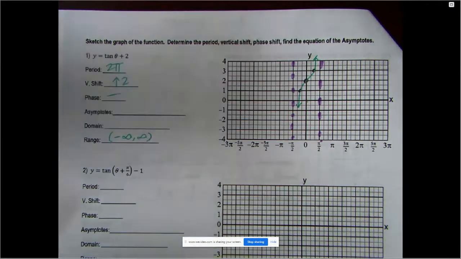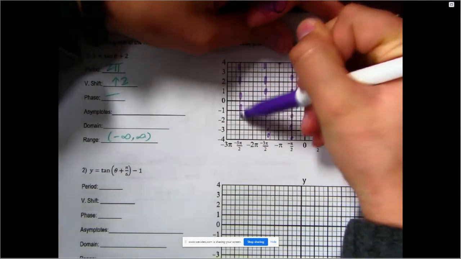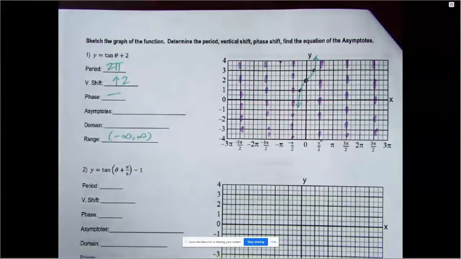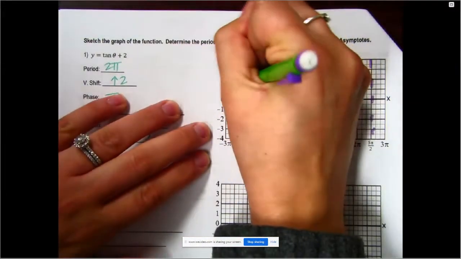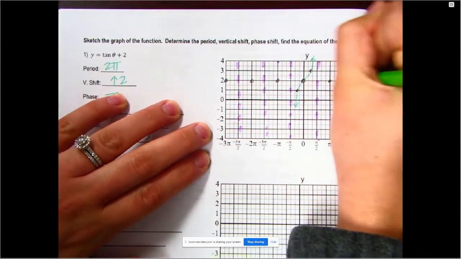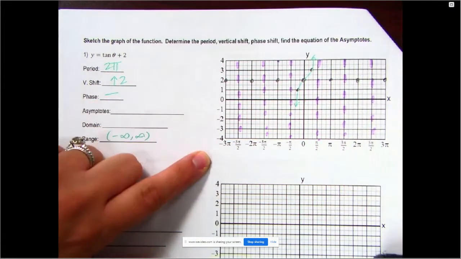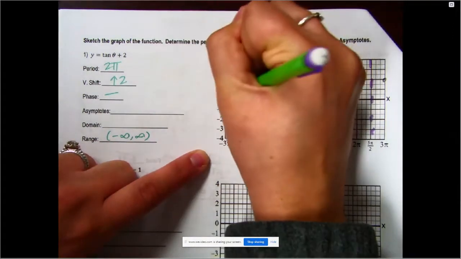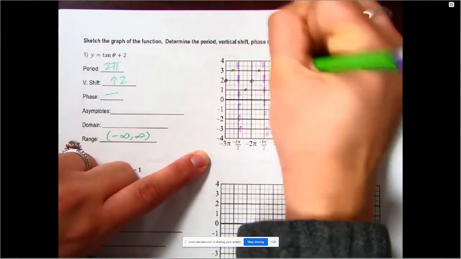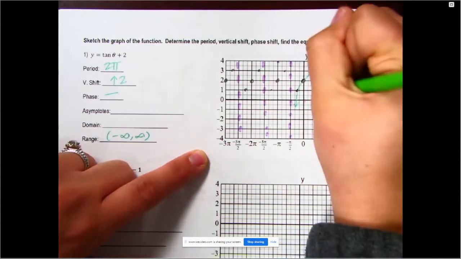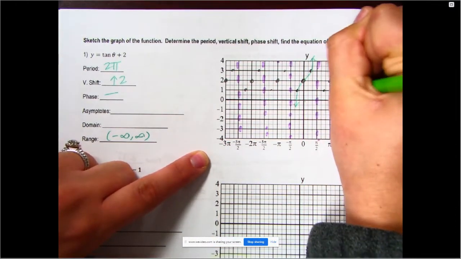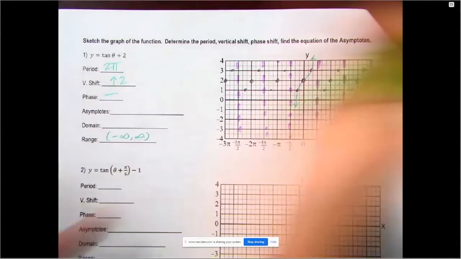I like to do asymptotes first. Then I'll graph all my middle points, and now I'll graph all my little amplitude points. Make sure your tangent graph is increasing: down on the left, up on the right. And then draw the function.